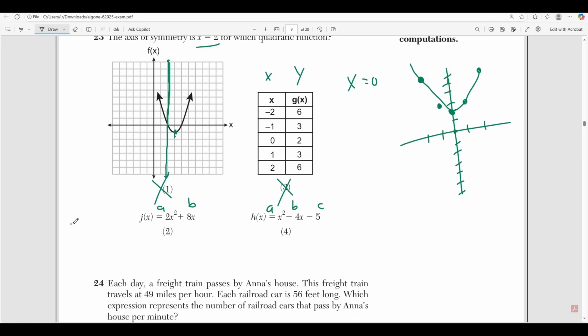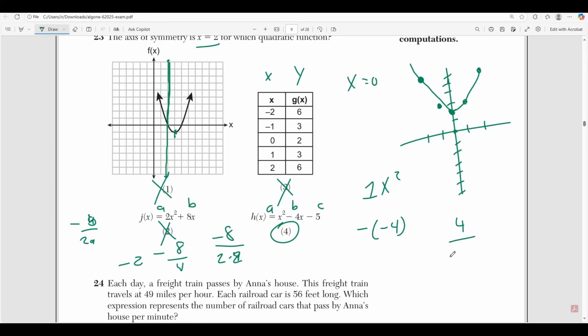If I look at choice 2, -b over 2a, b is 8, so that's -8 divided by 2 times a, or 2 times 2. So negative 8 over 4 is equal to negative 2. So the axis of symmetry for this one is negative 2. That leaves us with choice 4 as the right answer. Even though there's an x squared here, the a value is 1 because there's an imaginary 1 there. So when I do negative b over 2a, that's negative negative 4, which makes it a positive 4, divided by 2 times a, or 2 times 1, which is 2, and 4 divided by 2 is 2.